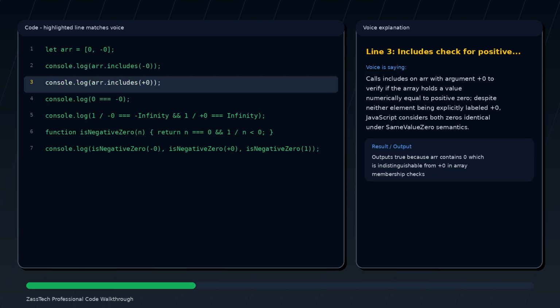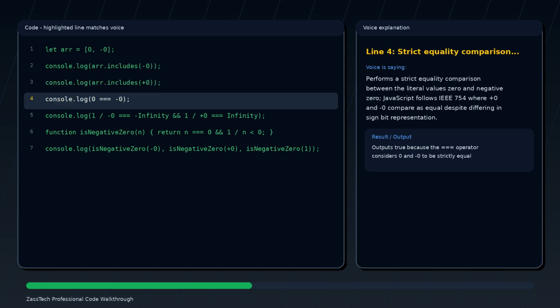Calls includes on arr with argument +0 to verify if the array holds a value numerically equal to +0. Despite neither element being explicitly labeled +0, JavaScript considers both zeros identical under SameValueZero semantics.